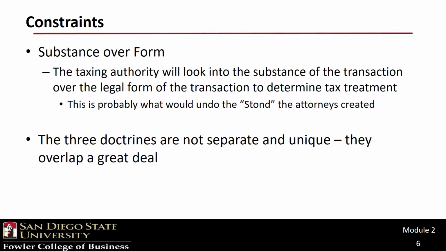And then lastly, substance over form. That's exactly what it sounds like, right? You look at the substance of the transaction and, of course, not necessarily its form. So take our STOND example, our hypothetical STOND example. Even if the legal analysis under the letter of the law resulted in dividend treatment, it could be that the substance of the ownership rights were more appropriately characterized as debt and therefore would be treated as ordinary income interest.